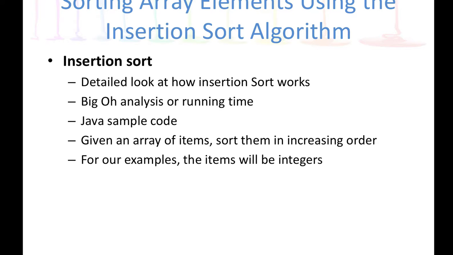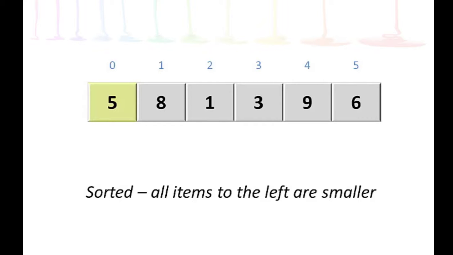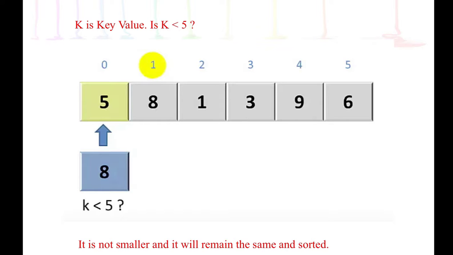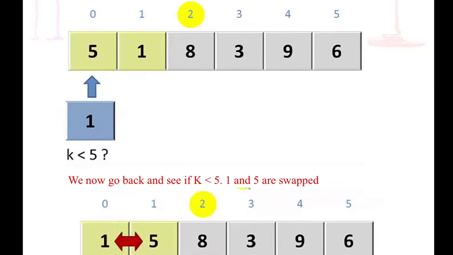So you have a detailed look at how your insertion sort works, the big O analysis on running time, some sample code, and examples with integers. So sort all items to the left that are smaller. 581396 we start off, and then we have our little unique ID values at the top. So now we start off with k as the key value. Is k less than 5? So we're going to play the same game that we did before. We did greater than. It's going to be the same revolution, same scenario, 5 and 8. As you see here, it's going to go back and forth.